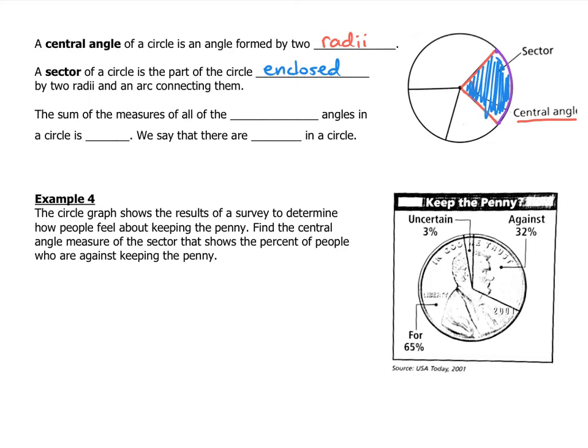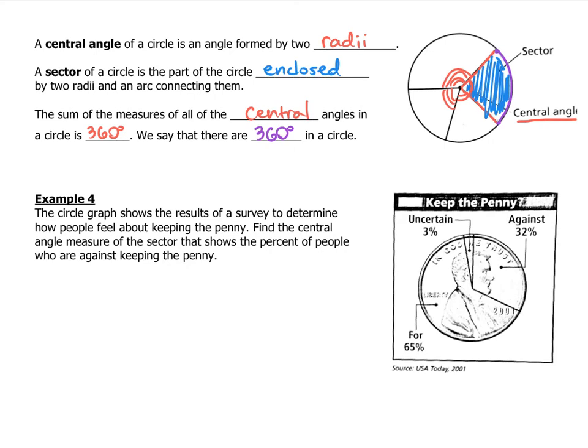The sum of the measures of all of the central angles in a circle is 360 degrees. If you added up all of the central angles of a circle, this angle plus this angle plus this angle plus this angle in this picture, their sum would be 360 degrees. And so for that reason, we say that there are 360 degrees in a circle.